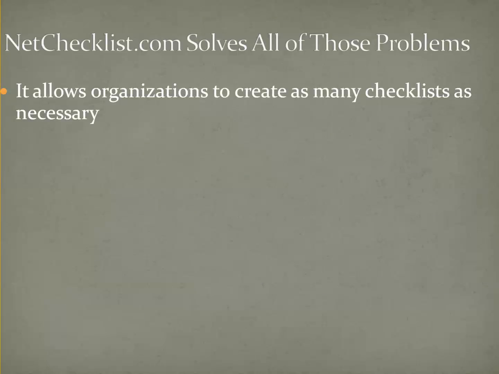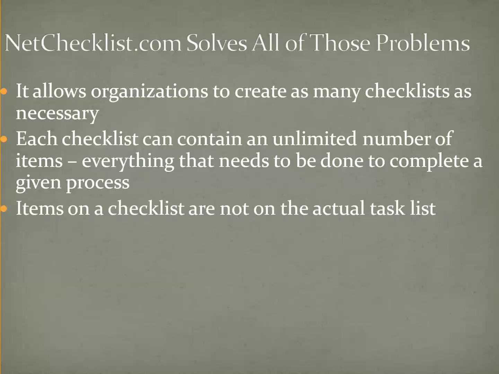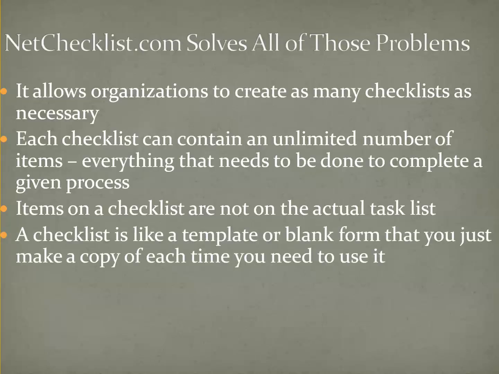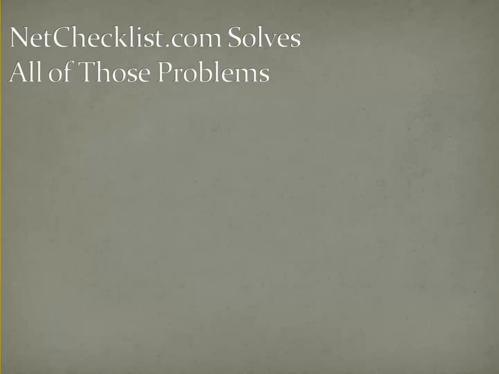And so NetChecklist.com solves all of those problems. It allows organizations to create as many checklists as necessary. Each checklist can contain an unlimited number of items, everything that needs to be done to complete a given process. And the items on a checklist are not on the actual task list. A checklist is like a template or blank form that you make a copy of each time you need to use it. And when a checklist is copied, the application enters everything onto the task list for you, so no one ever has to waste time typing in any of the things that need to be done.